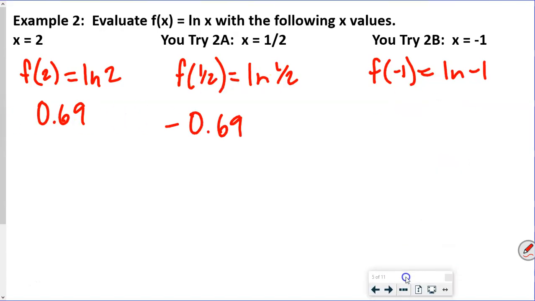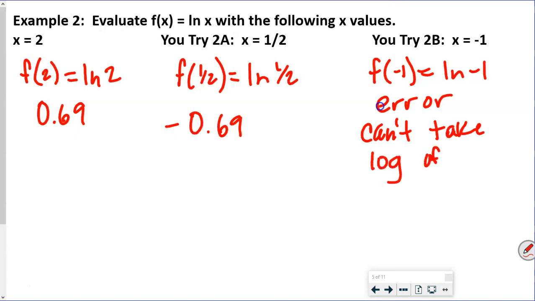And now when you do the ln of -1, you're going to get an error message, or it said undefined, one of the two. And that's because you can't take the log of a negative number. Anytime you take the natural log of a negative number, it is going to give you an error message.